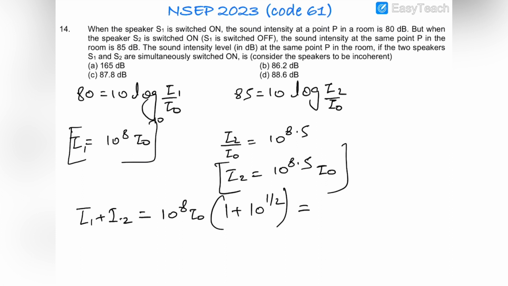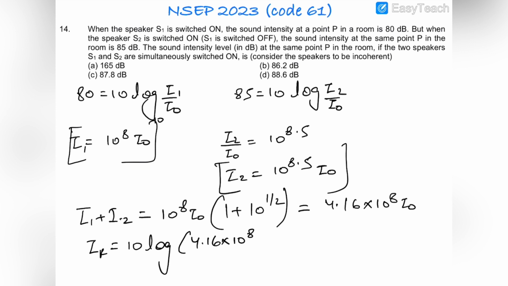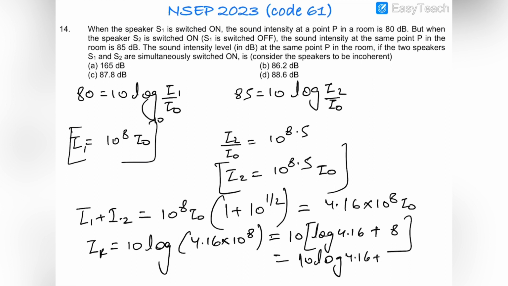So root 10 is approximately 3.16, so it would be equal to 4.16 into 10 to the power 8 I naught. Okay, so we can find out the resultant intensity as 10 log 4.16 into 10 to the power 8, and I naught is cancelled out, and you can further simplify it. 10 log 4.16 into 10 to the power 8, and we have to add these two, so it is 8. So you can see that it is 10 log 4.16 plus 80, and this is approximately 6.2 decibels. So the resultant intensity will be 86.2 decibels. So the correct answer is option number B.